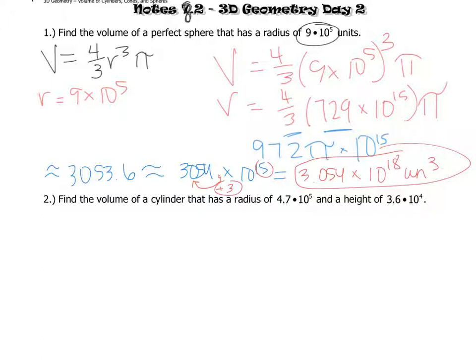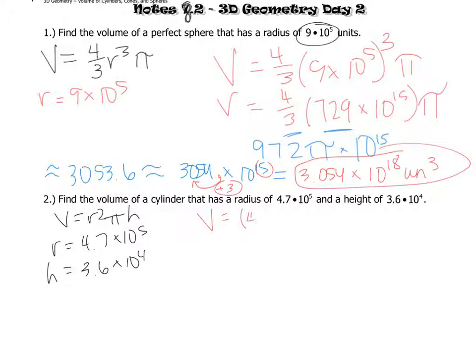The next one, find the volume of a cylinder that has a radius of 4.7 times 10 to the 5th power and a height of 3.6 times 10 to the 4th power. So remember, our volume of a cylinder is radius squared pi times height. In this case, our radius is 4.7 times 10 to the 5th, and our height is 3.6 times 10 to the 4th. So we're going to plug it into our formula. Our volume is 4.7 times 10 to the 5th squared times pi times 3.6 times 10 to the 4th.